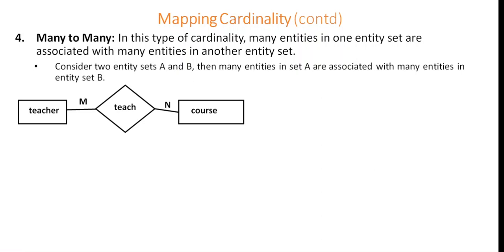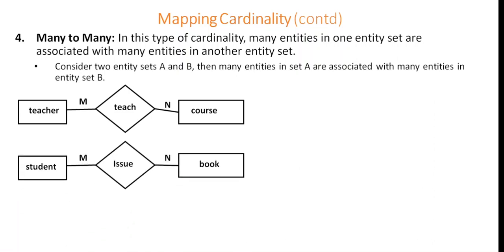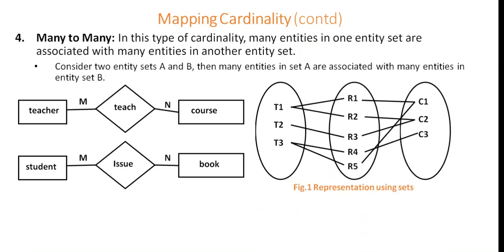Here many teachers are participating in a relationship, that's why on connecting lines M is written. Many courses are participating in a relationship, that's why on connecting lines N is written. M and N both stand for many. Okay. Another example, student and book, two entities are there and issue is a relationship. One student can issue many books and one book can be issued by many students. Okay, that's why many to many relationship is here. And using sets, it can be represented by the diagram given at the right side.